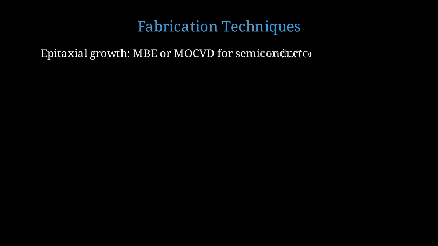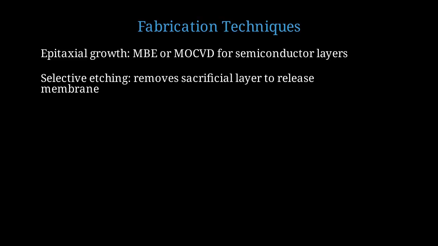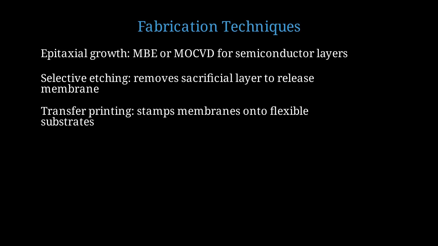For semiconductors, molecular beam epitaxy, or metal organic chemical vapor deposition, are used to grow atomically precise strained layers. Selective wet or dry etching removes a sacrificial layer underneath, releasing the strained membrane. Transfer printing techniques can pick up these membranes and place them onto flexible or curved substrates for device integration.